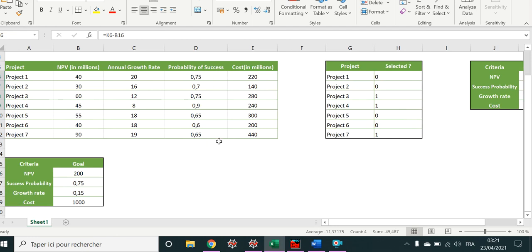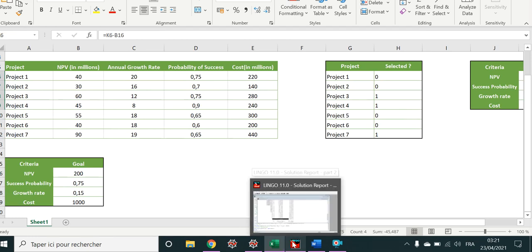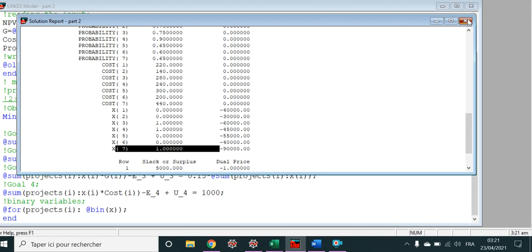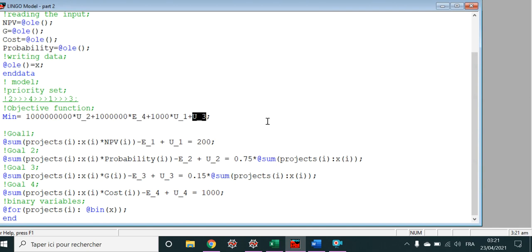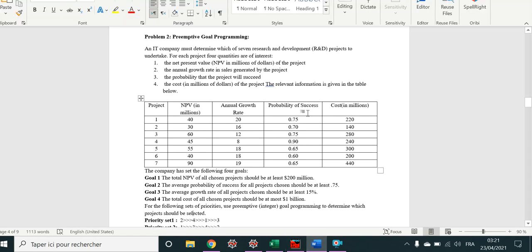We have seen the streamlined method and the sequential method to solve preemptive goal programming. I've talked about the difference between the preemptive and the non-preemptive goal programs, but if you still have questions about that, please do ask about them, because it's important to understand the difference.